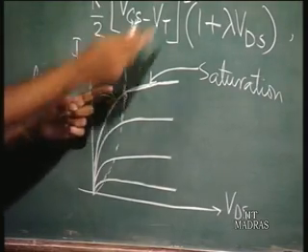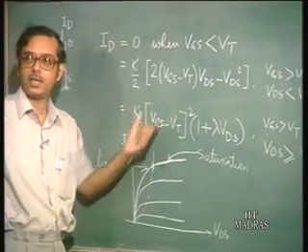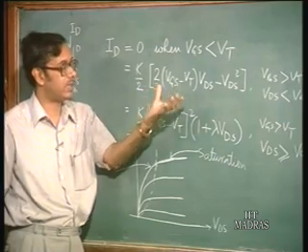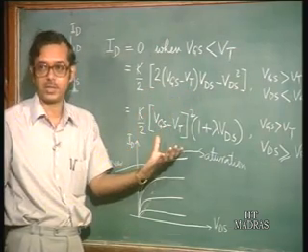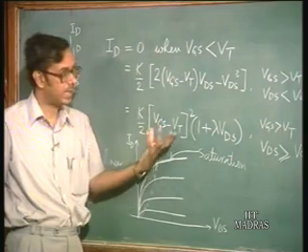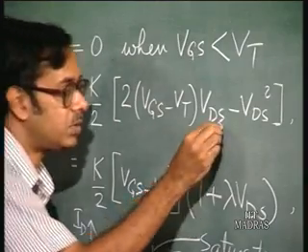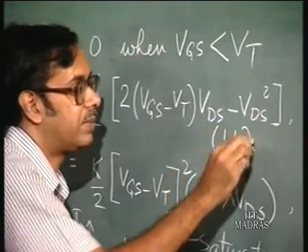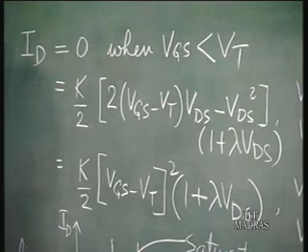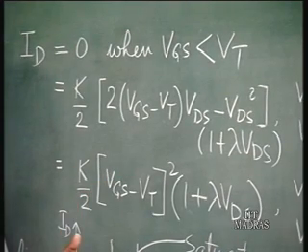So, when VDS is equal to VGS minus VT, the current should be the same irrespective of whether you are using the relation for the linear region or the saturation region, otherwise you have a discontinuity in the curve. So, if you have a 1 plus lambda VDS here, you also have to include a 1 plus lambda VDS in the linear region expression, otherwise it will give rise to discontinuity.